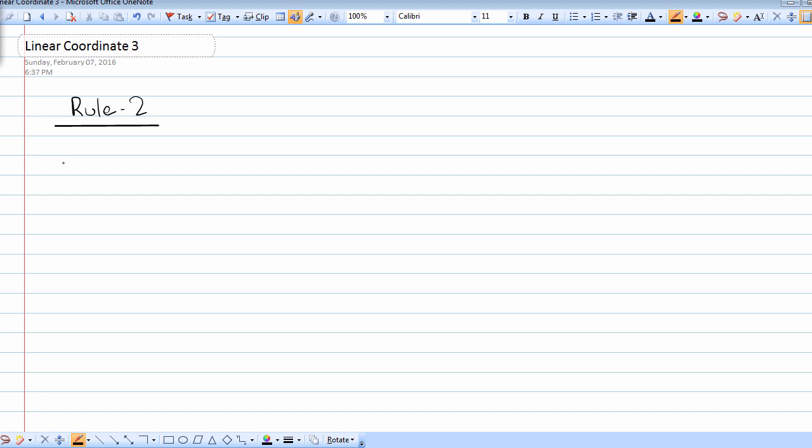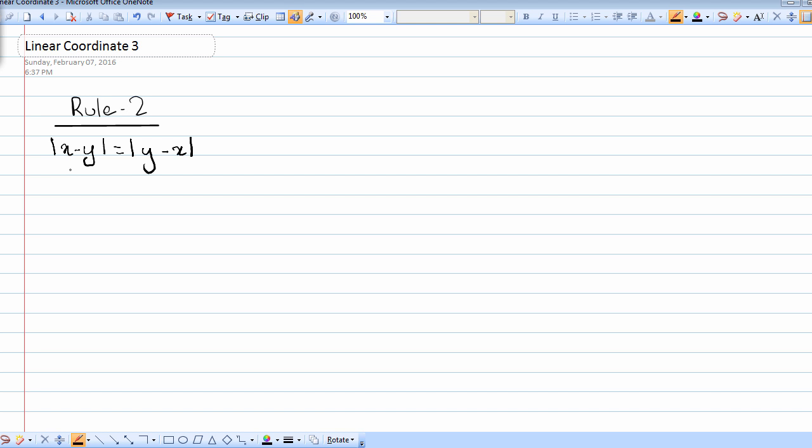So the next rule that we are going to look at is rule 2. Rule 2 states that the absolute value of x minus y is equal to the absolute value of y minus x. Now I think you can notice that we are now using two variables instead of one.